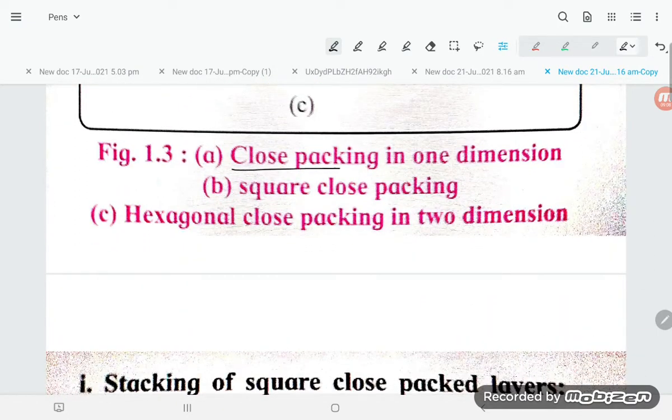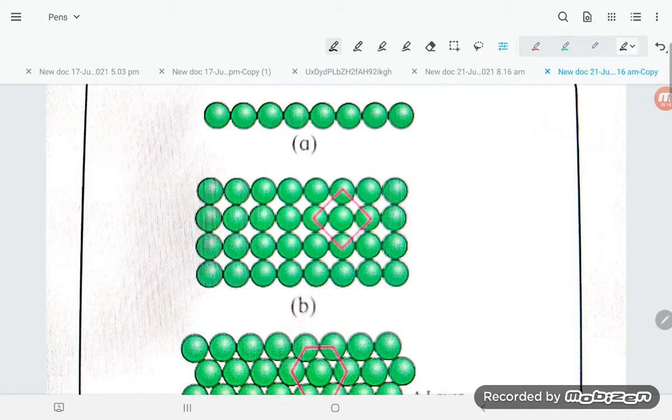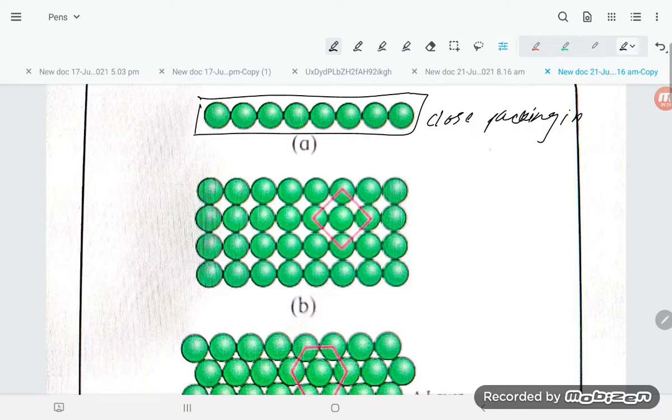Okay. So, close packing in one dimension, square close packing, and hexagonal close packing in two dimensions. This is the linear arrangement, which means one dimension. This is what, student, close packing in one dimension. And here you can see the coordination number is how much? 2. Any atom is touched by two atoms here.